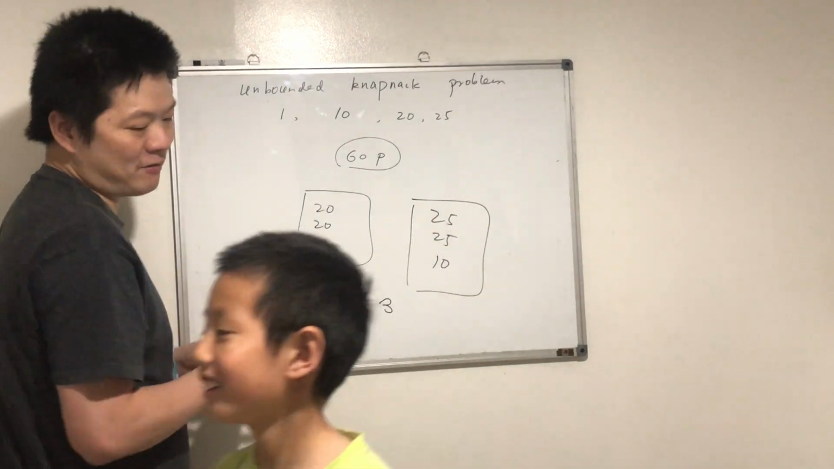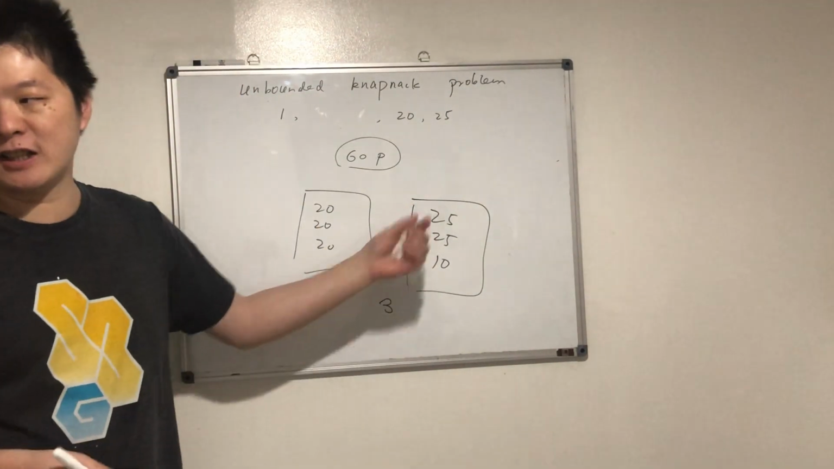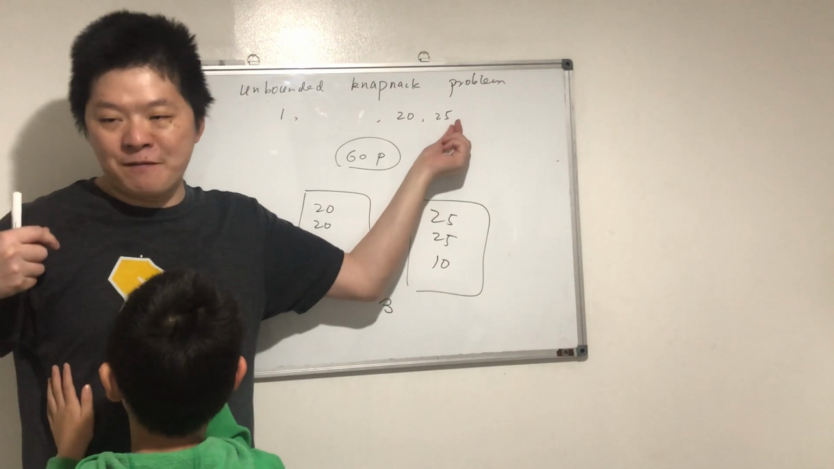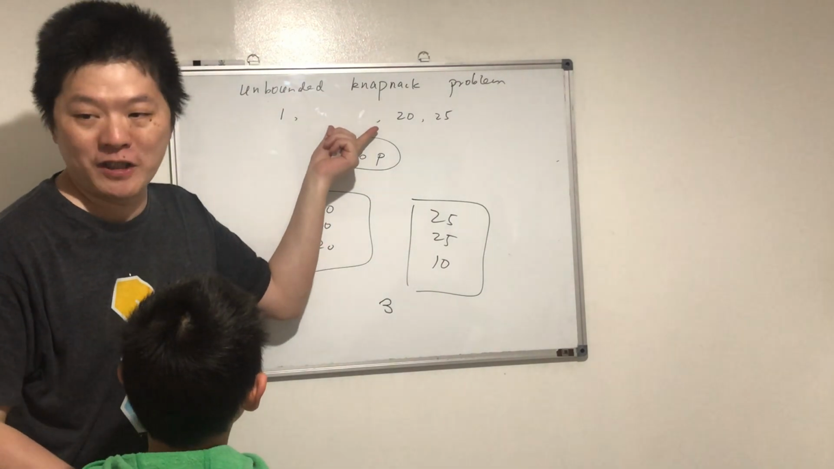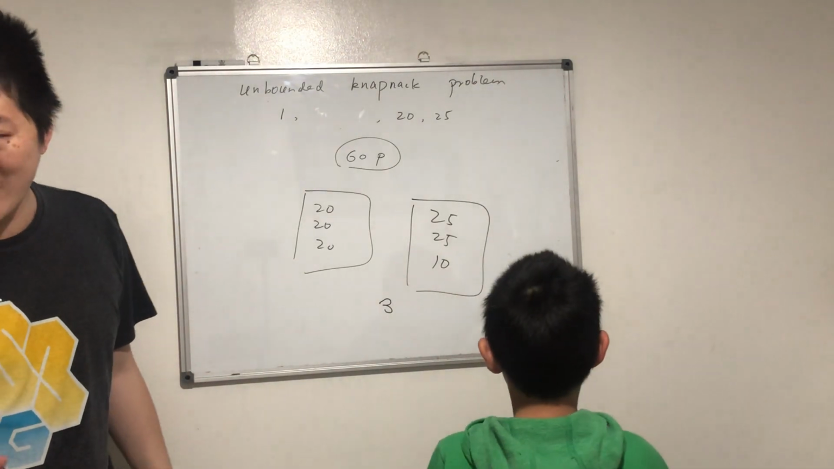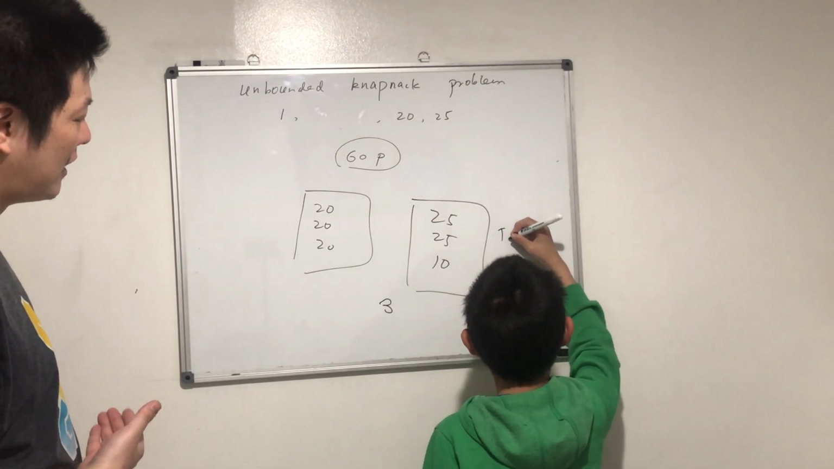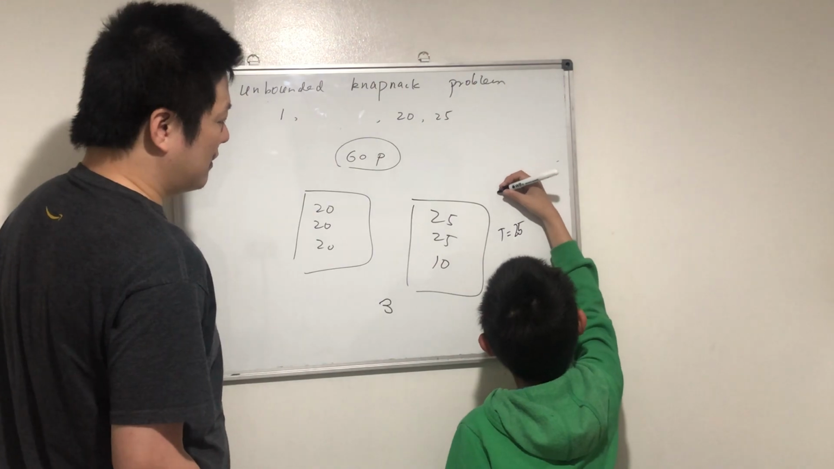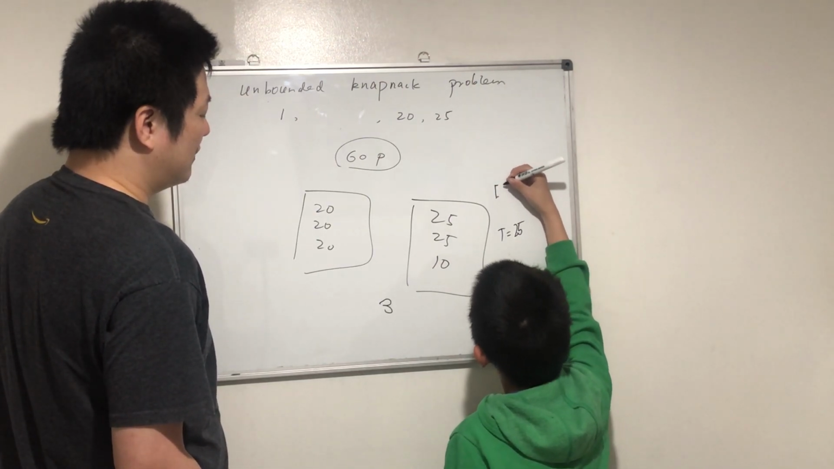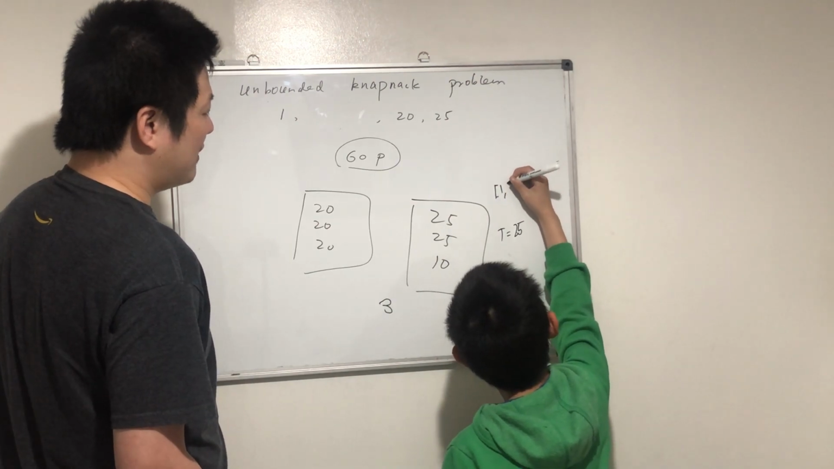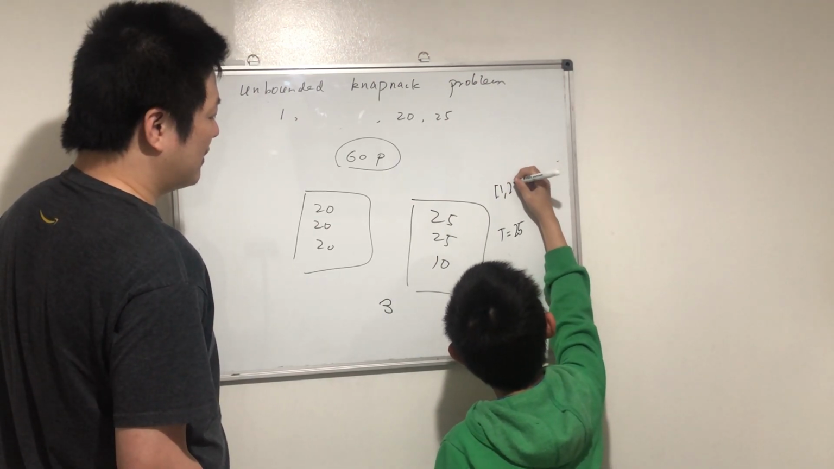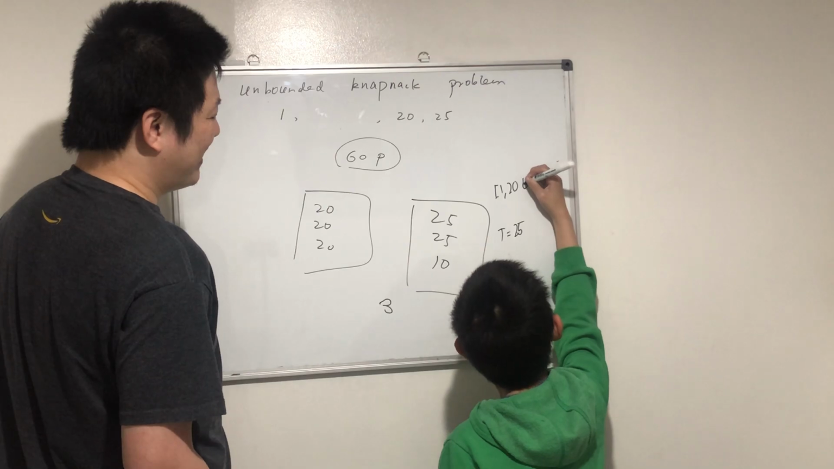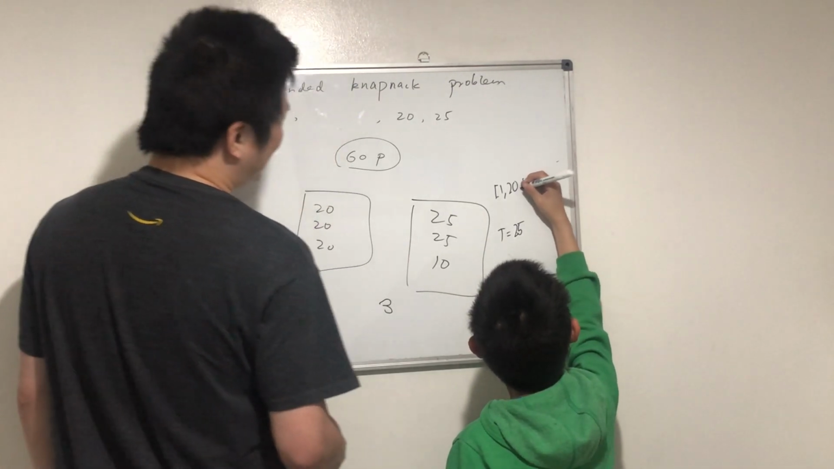Okay, but this may not work, right? Why is that? If I don't have 10, then your greedy is not working. You try to pick the heaviest, but then you run out of choices. So the greedy may not work. For example, if the target is 25 and you only have 1, 20, and 5, and so on.